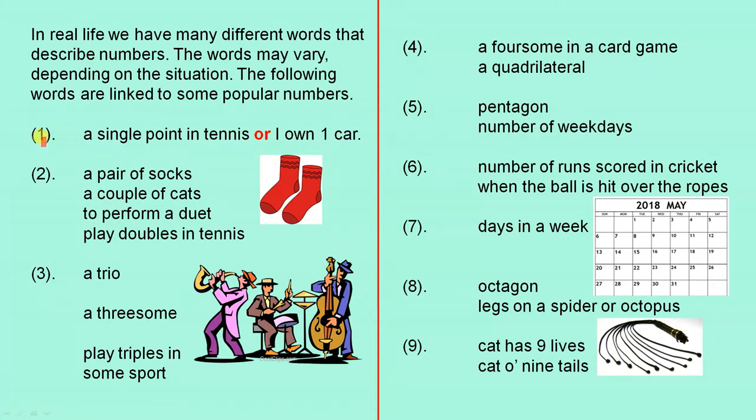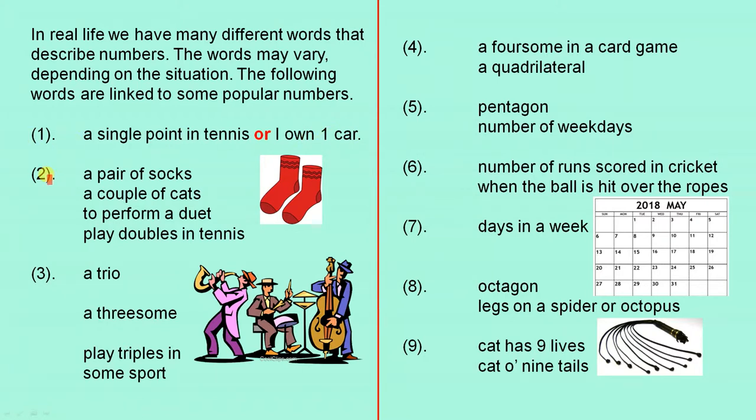The number 1. Very, very important number in our number system. In real life it can refer to, for example, a single point in tennis, which means 1 point in tennis, or you could say I own 1 car. Okay? I own 1 motorbike. I own 1 house, or whatever. So that's an example of how we use the number 1.